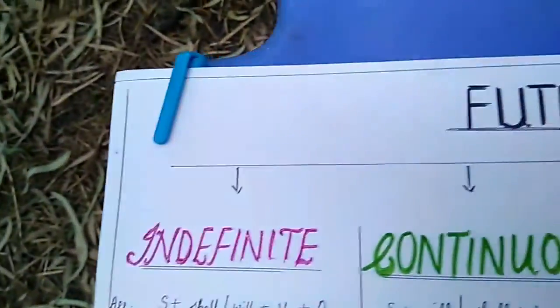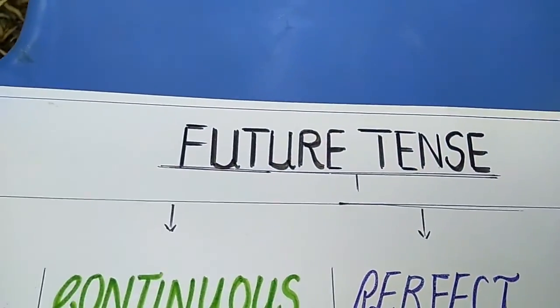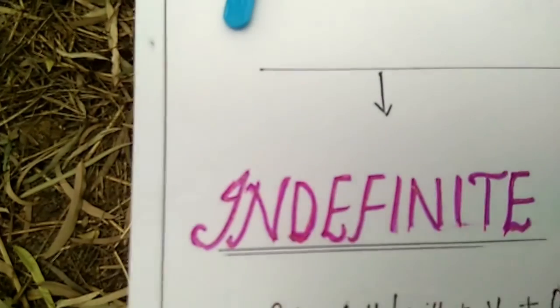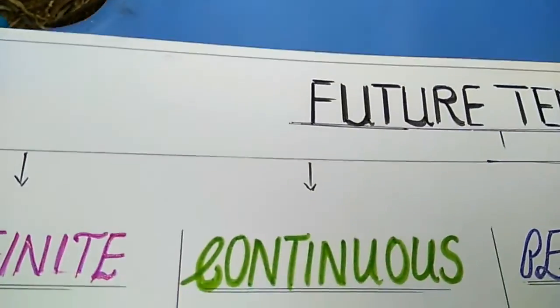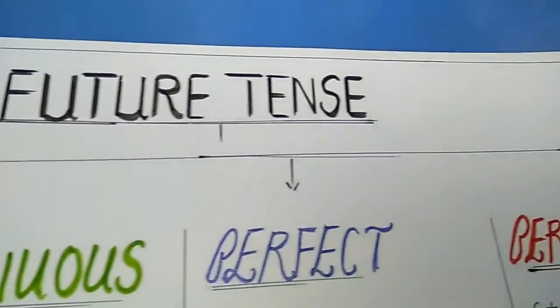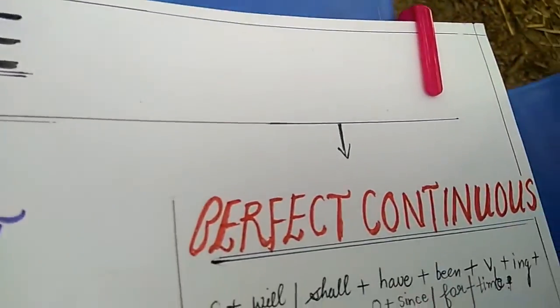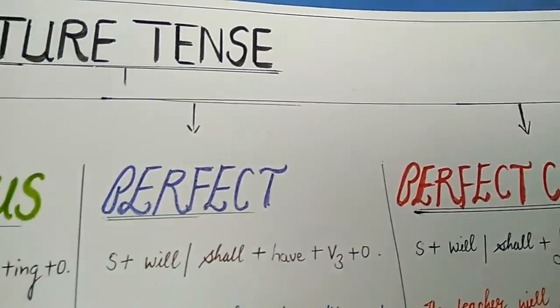Okay, we will be talking to him about future tense. We already know that future tense can be divided into four parts: future indefinite, future continuous, future perfect, and future perfect continuous tense. Let us see what Puneet has to tell us about future perfect tense, that is penultimate tense.